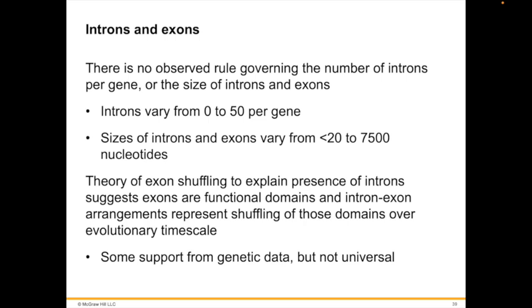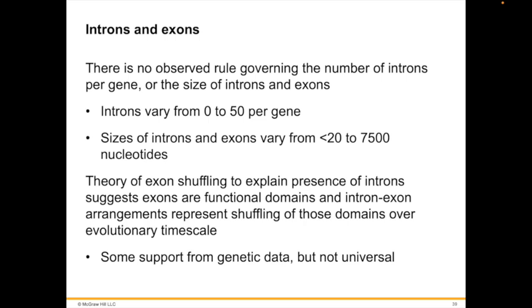One explanation for the existence of introns suggests that the exons represent functional domains of proteins, and the intron-exon arrangements found in genes represent the shuffling of these functional units over long periods of evolutionary time. This hypothesis, called exon shuffling, was first proposed soon after the discovery of introns and has since been the subject of much debate over the years.